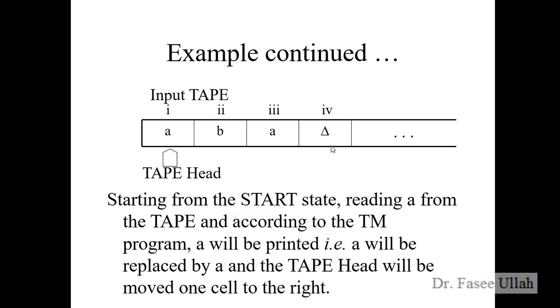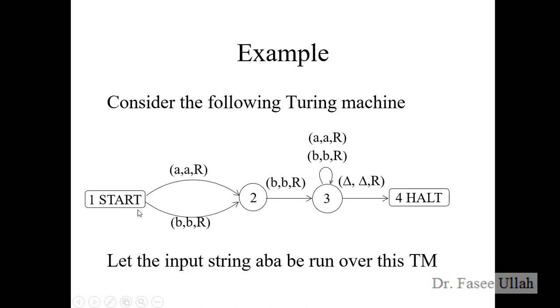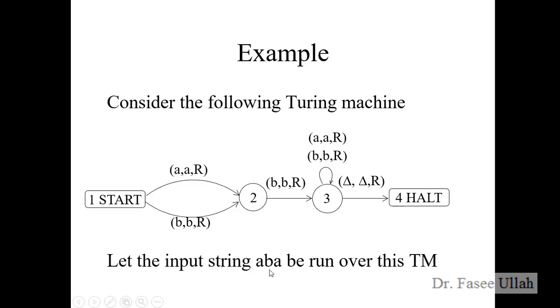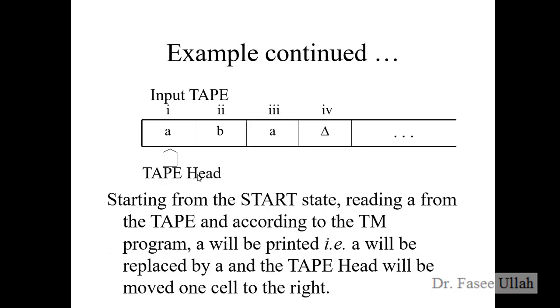Starting from the start state, it is reading A from the tape, and according to the Turing machine program, A will be printed as usual. For example, A will be replaced by A. This is the state, this is the value, and this is moving toward the right side.